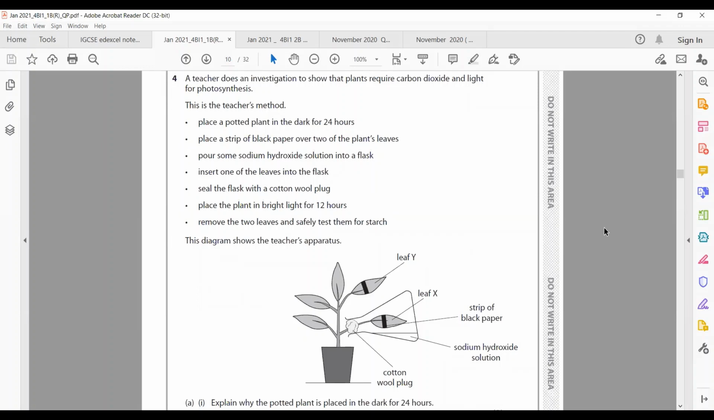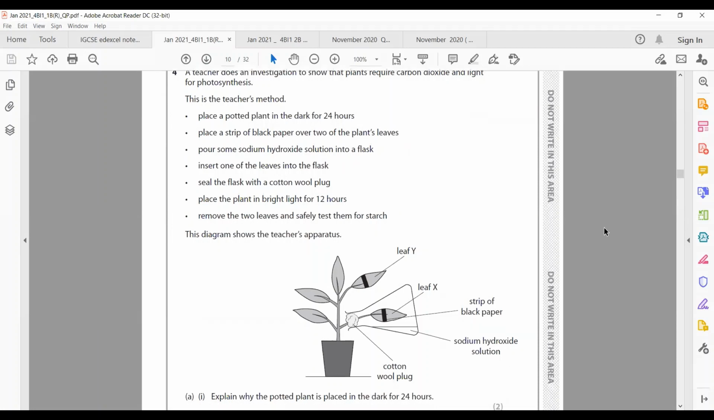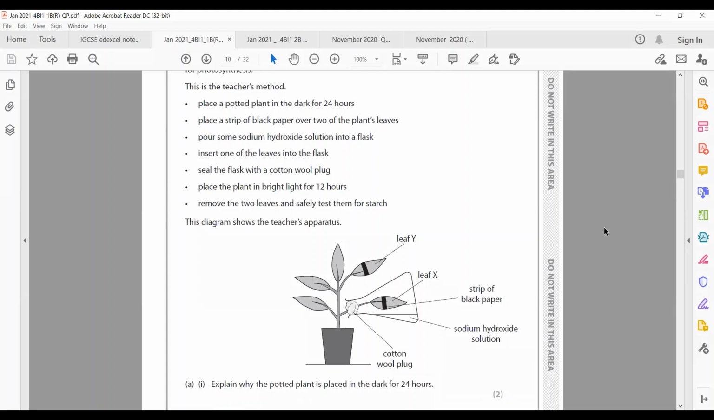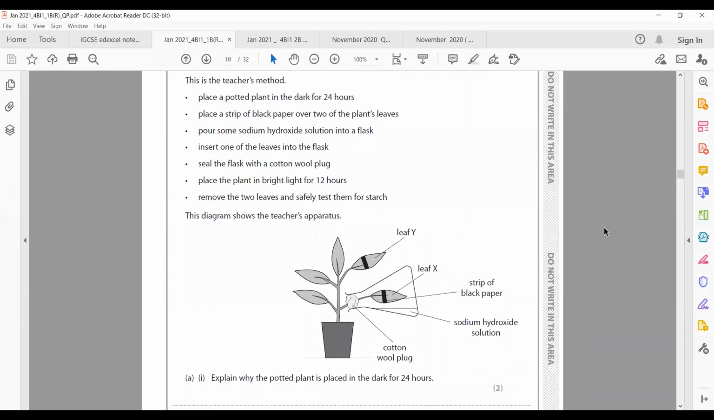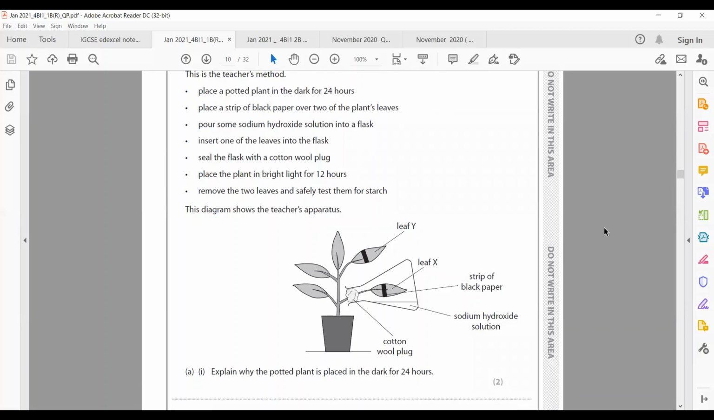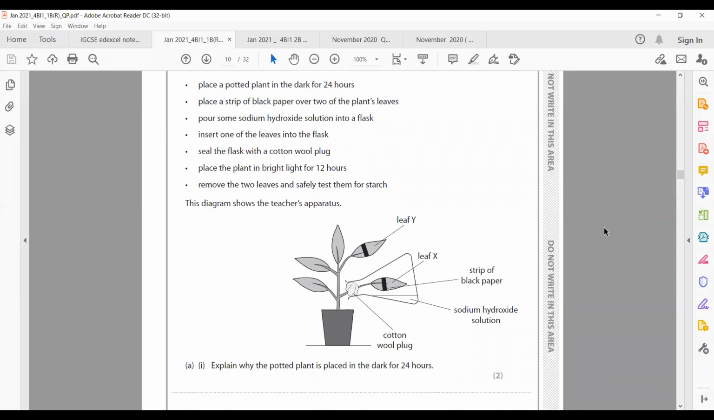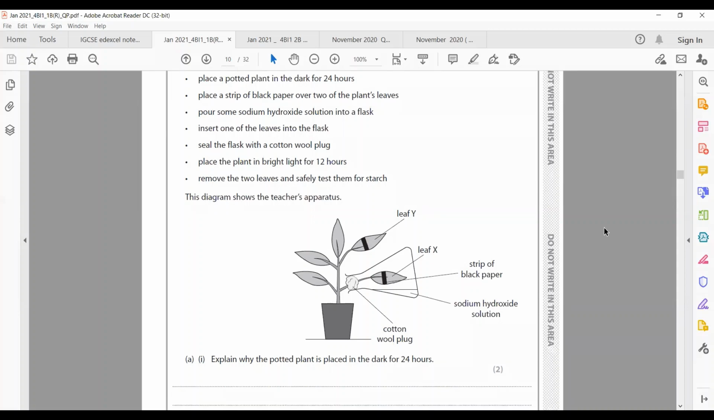The teacher does an investigation to show that plants require carbon dioxide and light for photosynthesis. This is the teacher's method. Place a potted plant in the dark for 24 hours. Place a strip of black paper over 2 of the plant's leaves. Pour some sodium hydroxide solution into a flask. Insert one of the leaves into the flask. Seal the flask with a cotton wool plug. Place the plant in bright light for 12 hours. Remove the 2 leaves and safely test them for starch. This diagram shows the teacher's technique. Explain why the potted plant is placed in the dark for 24 hours.